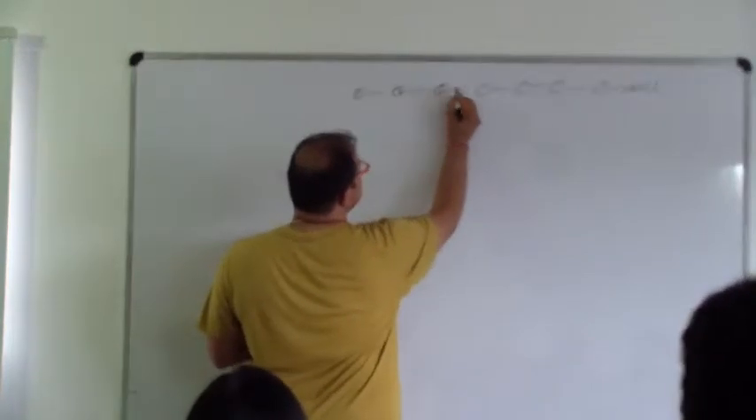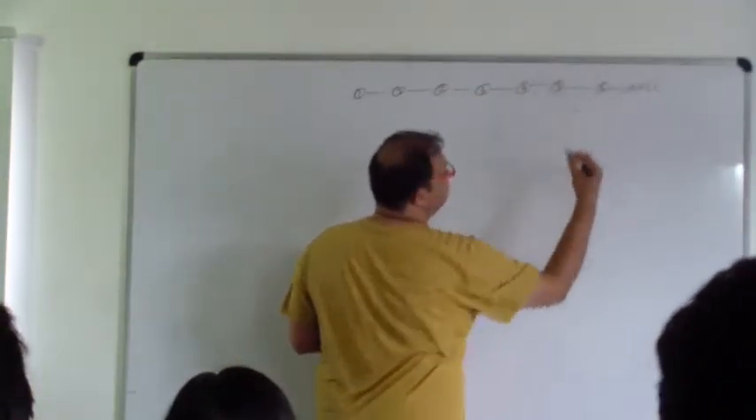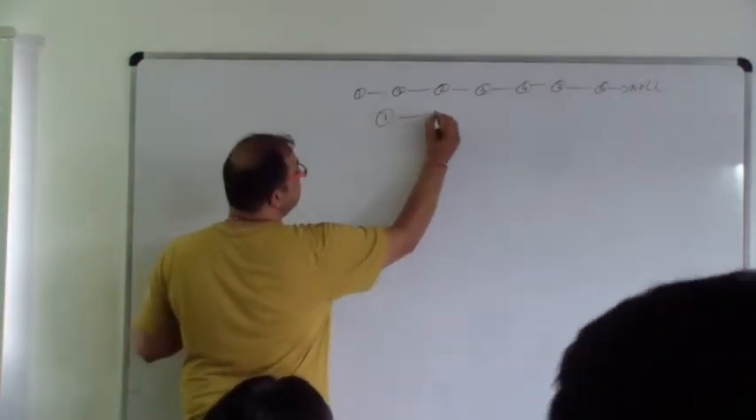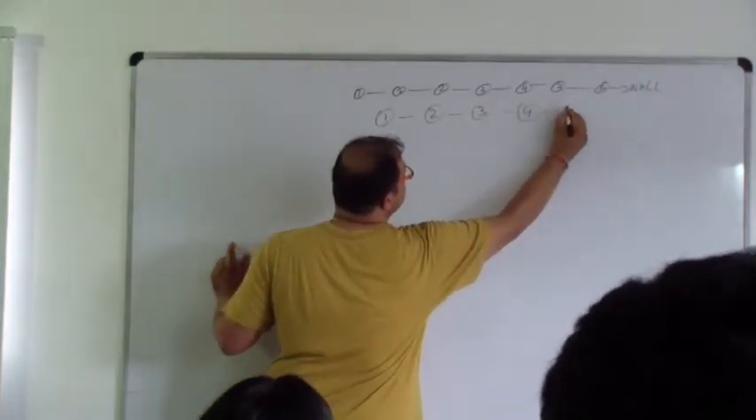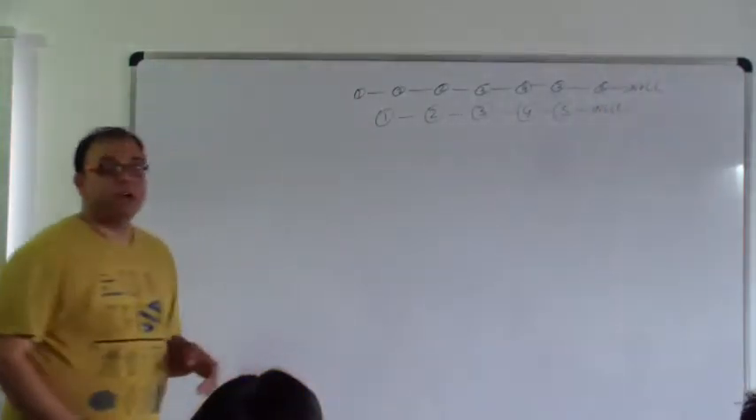1, 2, 3, 4, 3, 5. Right? So you have to remove the duplicates, so this list will become 1, 2, 3, 4, and 5. Right? That is what you have to do.